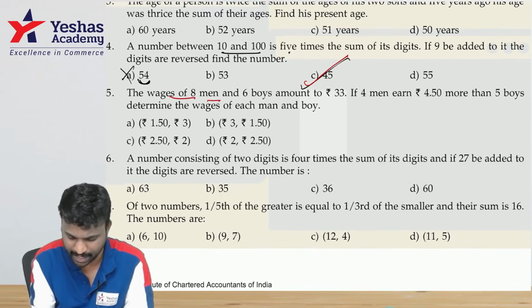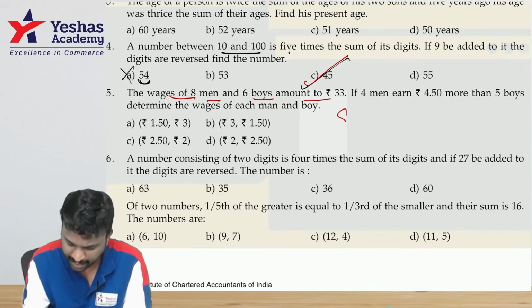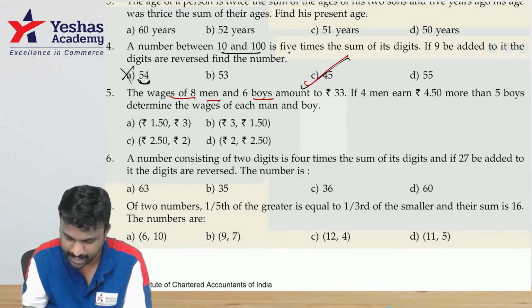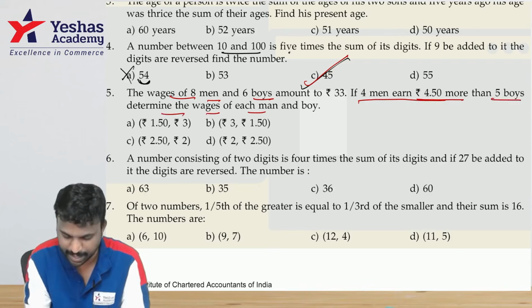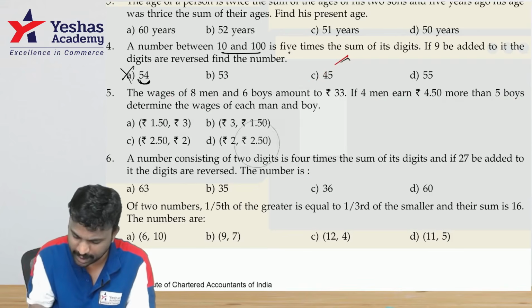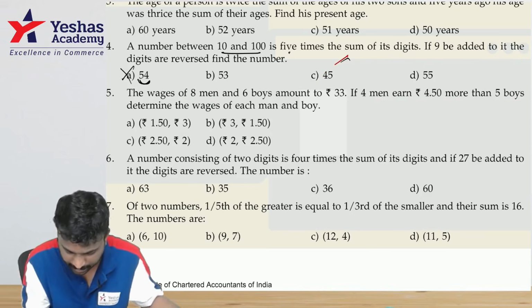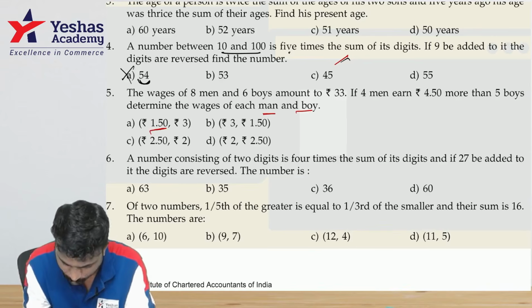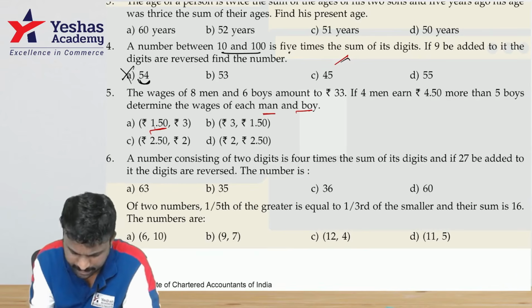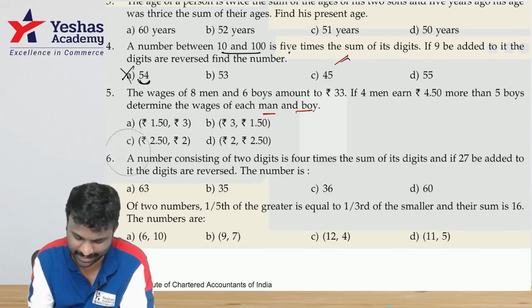The wages of 8 men and 6 boys amount to 33 rupees. If 4 men earn 4.5 rupees more than 5 boys, determine the wages of each man and a boy. Guys, wage of each man and a boy is in the option. Let's hit the option and check. Definitely man's wage cannot be lesser than a boy. That's common sense. Yes or no?